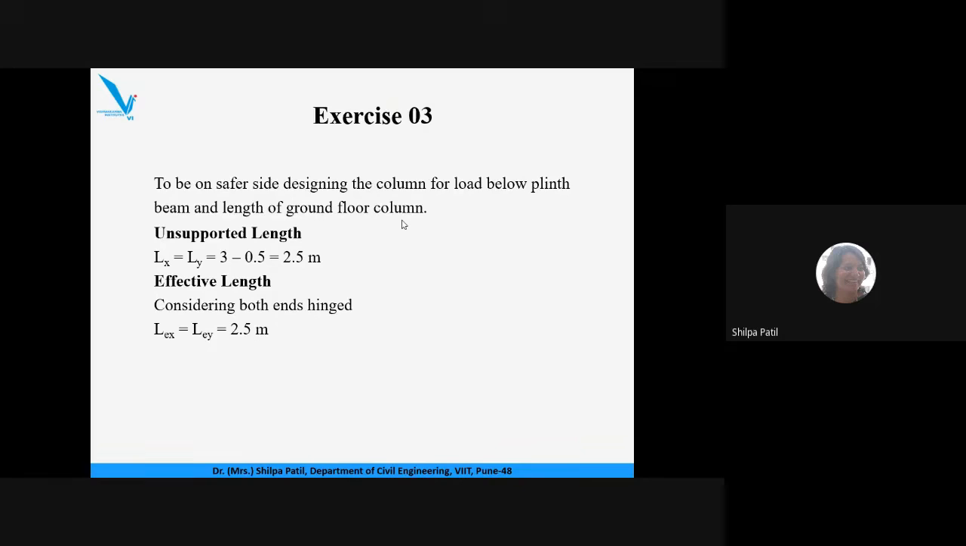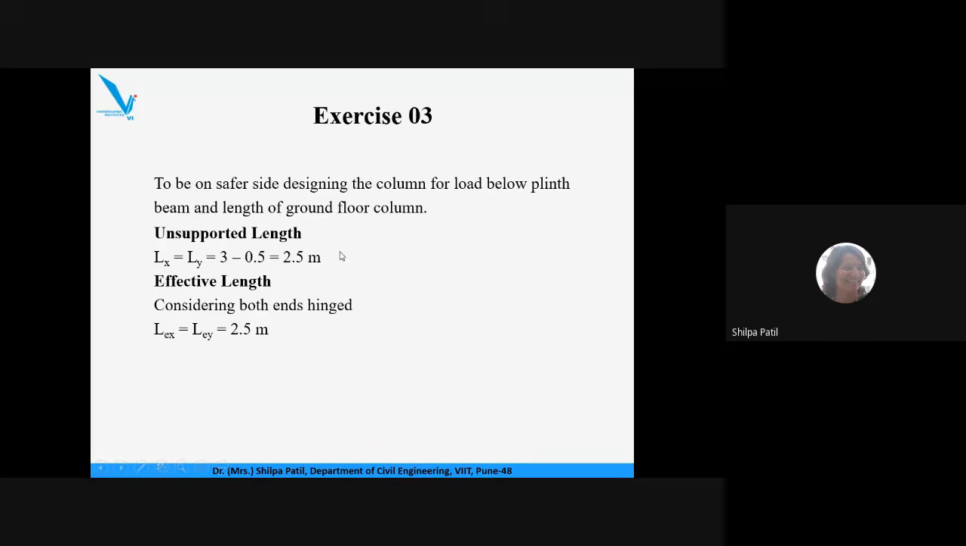It depends upon the condition, at what level or at what depth you are providing the foundation. In this particular example, the depth is lesser, or the length of the column below the plinth level is lesser than the floor column. So I'm considering the ground floor column length for the design purpose. So what is the unsupported length?